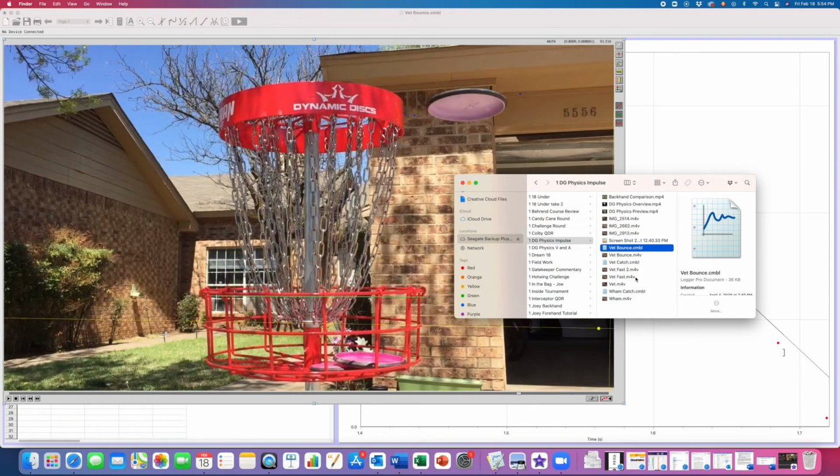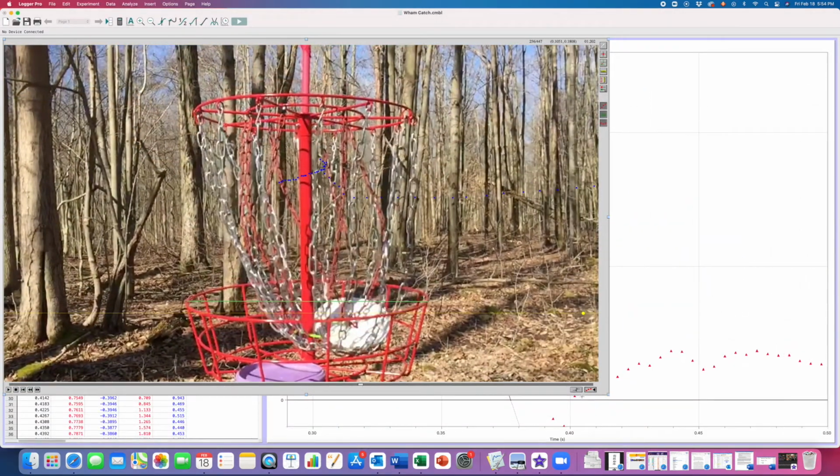On the other extreme, there wouldn't be any chains at all, and that wouldn't change its momentum at all. If there's no chains, there's no force. If there's no force, there's no change in momentum. But what if we have something a little bit less extreme than that? What if we have a practice basket with really light chains? This is a Wham-O basket with additional chains added in the inside.